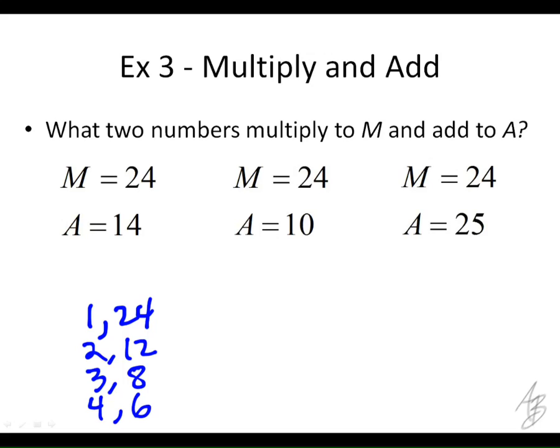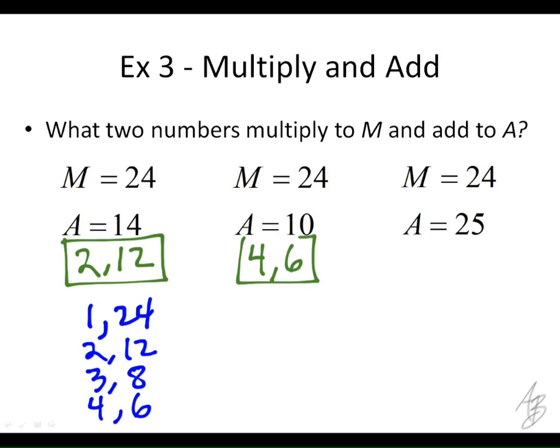So since we have them all listed, all we have to do is figure out which ones add to 14, 10, and 25. So which pair adds to 14? 2 and 12, right? So 2 and 12 will be our answer for this one. How about 10? 4 and 6. And how about the 25? 1 and 24. Does that make sense? Okay.